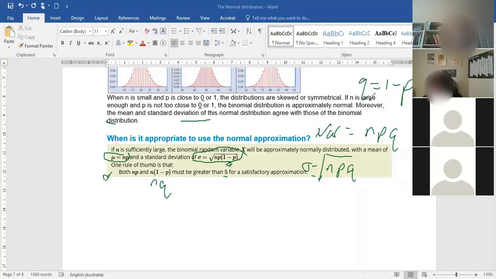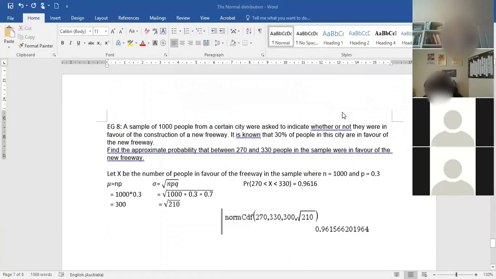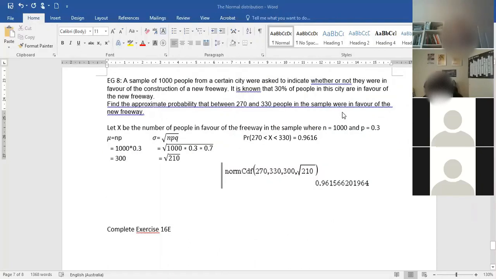So let's do an example. A sample of 1,000 people from a certain city were asked to indicate whether or not they were in favour of the construction of a new freeway. It is known that 30% of people in this city are in favour of the new freeway. Find the approximate probability that between 270 and 330 people in the sample were in favour of the new freeway.